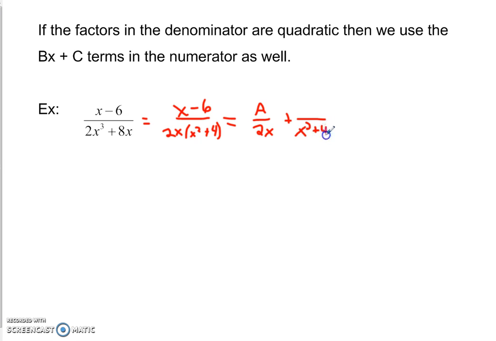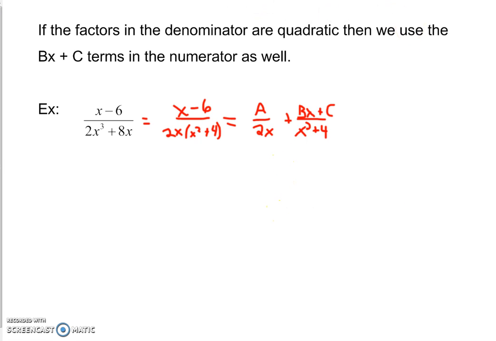But on the top, instead of writing A, or next time would be B, I'm going to use this idea right here. If I have a quadratic on the bottom, the numerator is going to be linear. So I've got bx plus c. And this looks totally different, but it's really not that much.